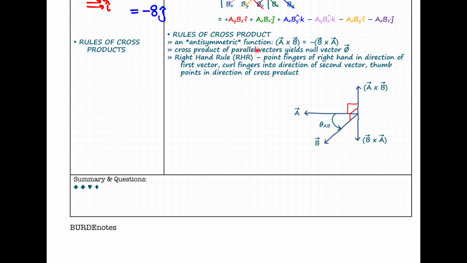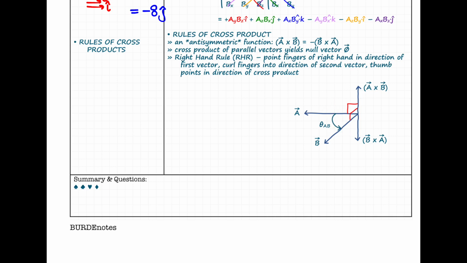The cross product for parallel vectors gives us a null vector, gives us 0, and we can find the direction of a vector using the right-hand rule. For the right-hand rule, you take your right hand, you hold your palm flat. Hold your wrist so that your fingers point in the direction of vector A. And then you have to twist your wrist so that when you curl your fingers into a fist, those fingers curl into the direction of vector B.